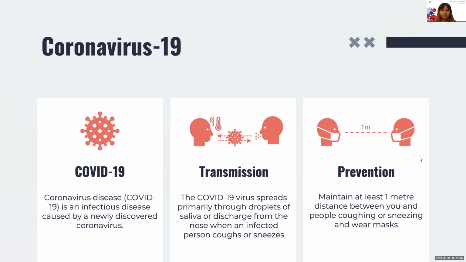So we're all familiar with COVID-19. It is an infectious disease that has been transmitted globally at this point since the past year. The transmission of this disease is through saliva droplets and discharge from the nose of an infected person. And the best way to prevent transmission is to maintain social distancing of at least 1 meter between two people. Moreover, wearing masks decreases the transmission rates too.